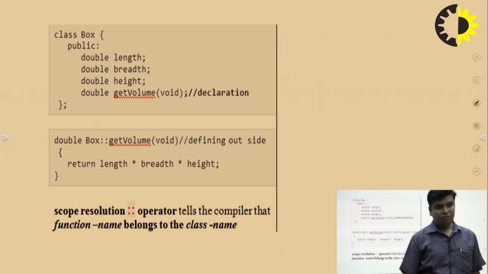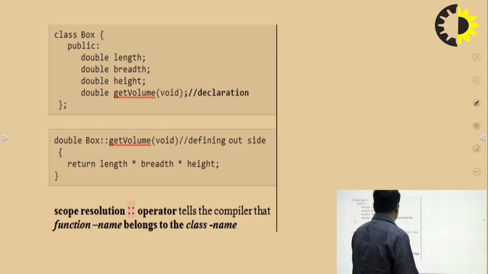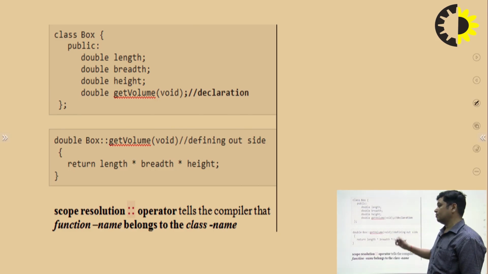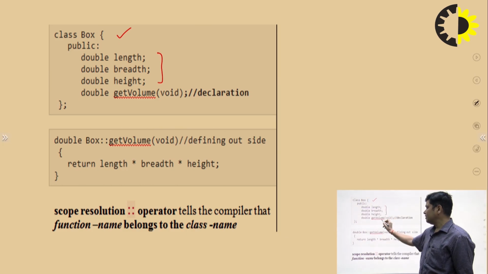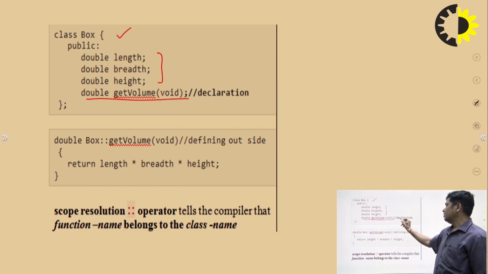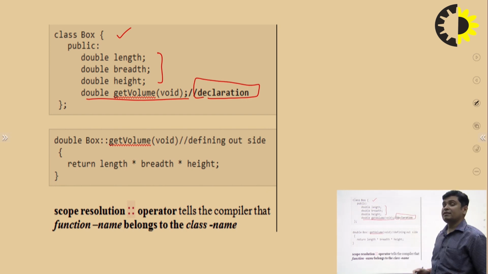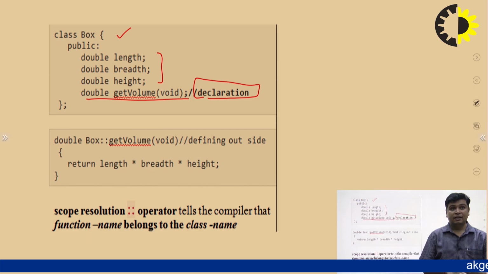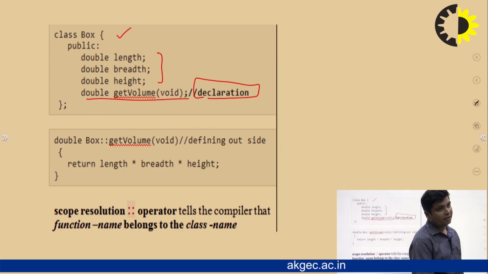Now you will see here we have one class, the name of the class is box. Inside this class we have 3 data members, and this is the one function which I have declared. Why am I saying this is a declared function? Because the function is terminated by a semicolon, and a declared function never has a body part. Body means opening curly braces and closing curly braces.